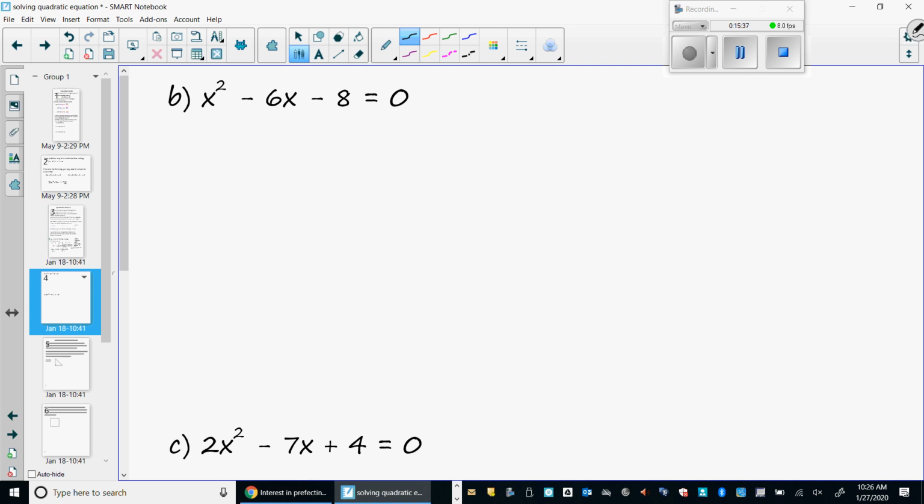So x squared minus 6x minus 8 equals 0. It's already equal to 0. Our value for a is 1. Our value for b is minus 6, it's negative 6. Good. Our value for c is negative 8. So we're going to stick that in. You have to write the formula version, but you don't have to work it out using your calculator. So we've got x equals.